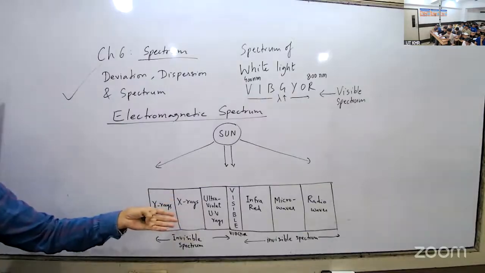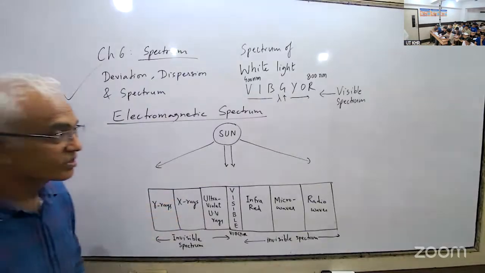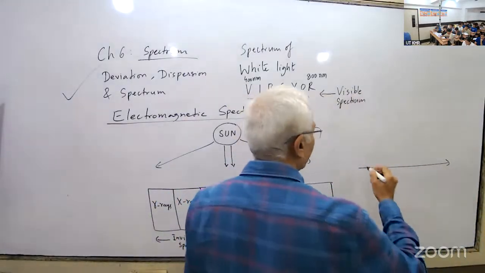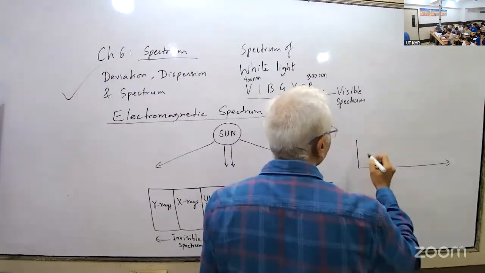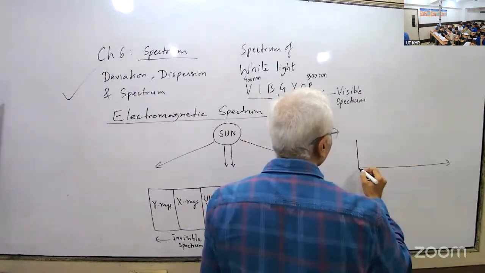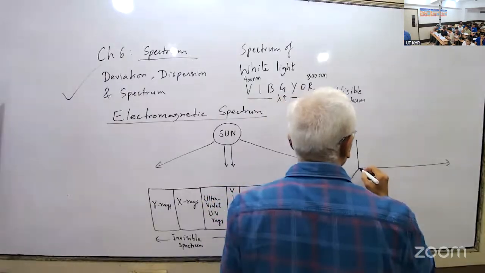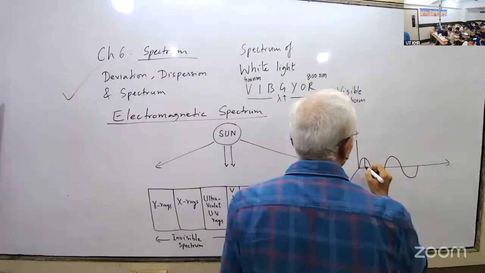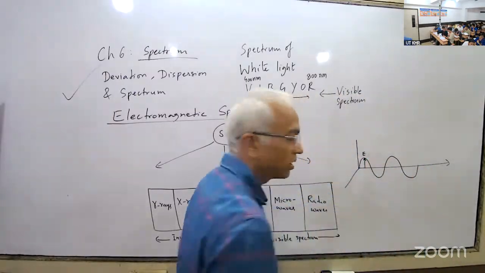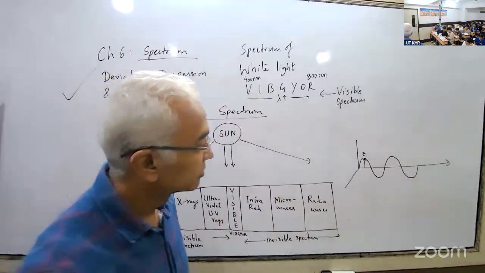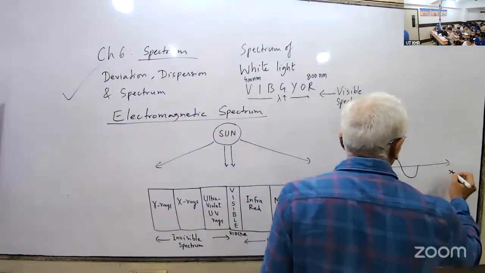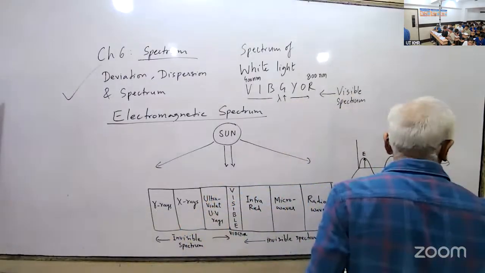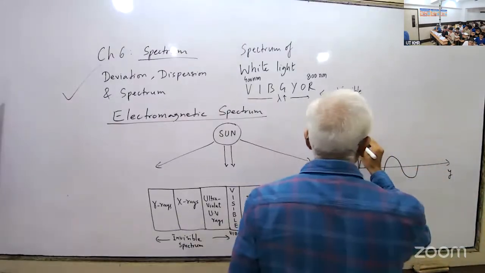electromagnetic radiation. Why is it called electromagnetic radiation? See, if this is a light ray, let us say it is propagating from left to right. So you have these two planes. The electric field is oscillating in one plane. Let's say this is X, this is Y, and this is Z.